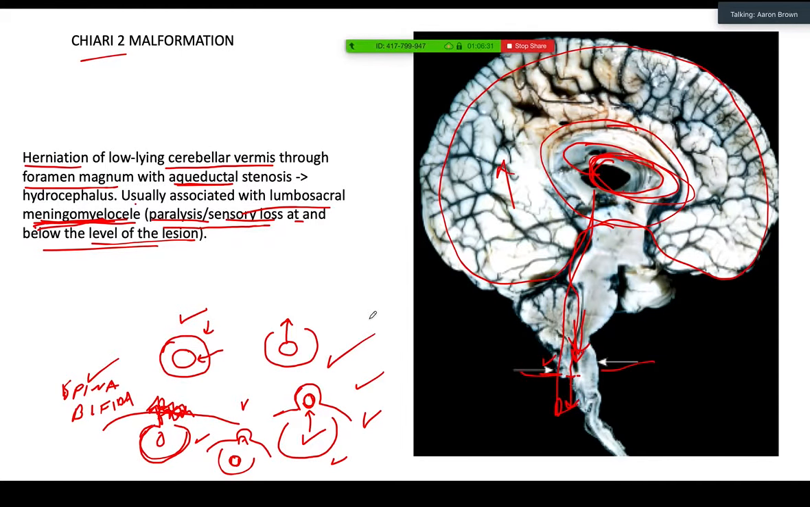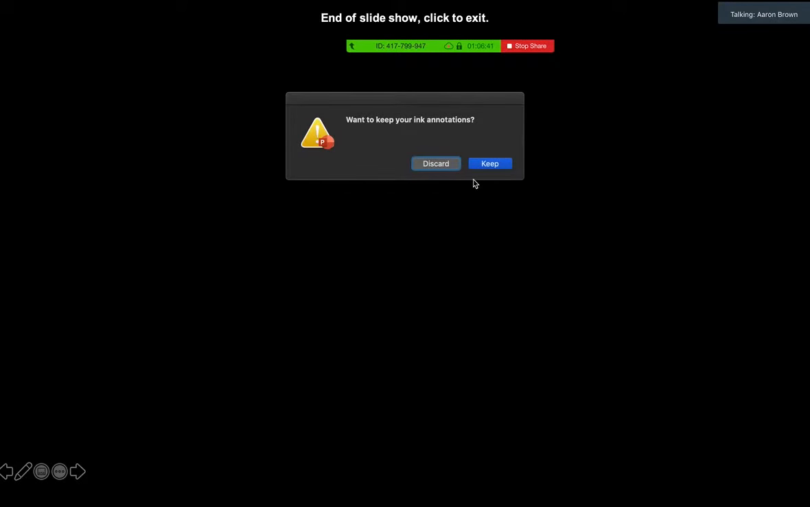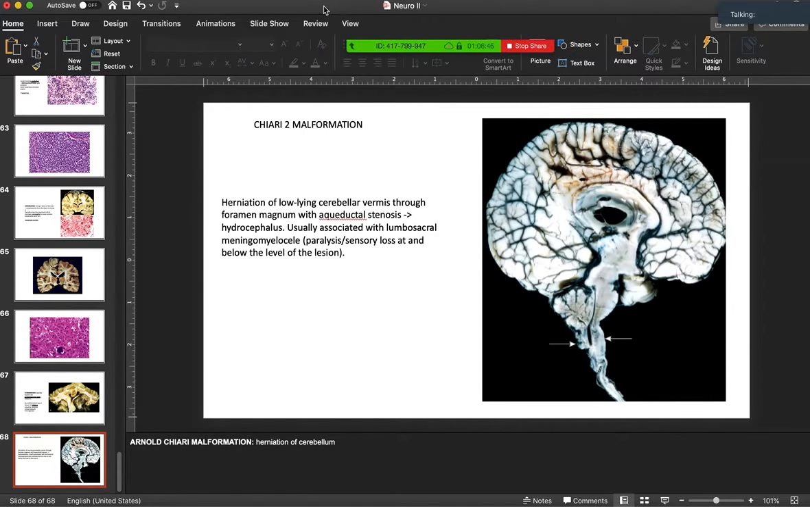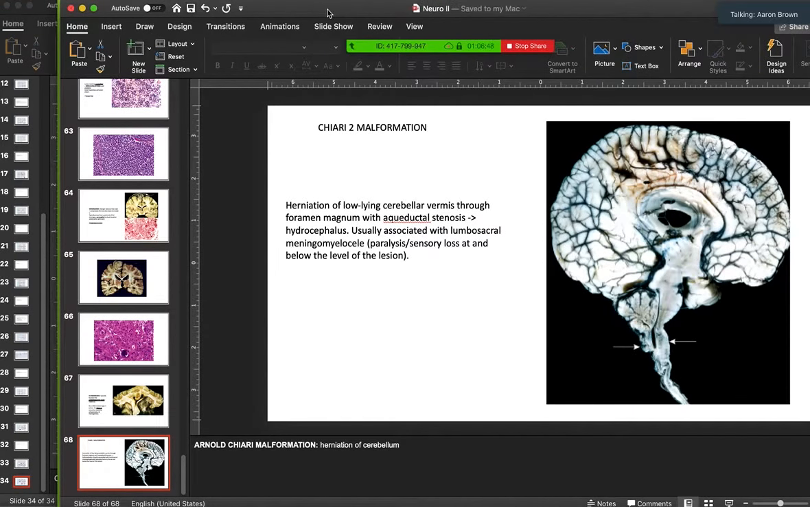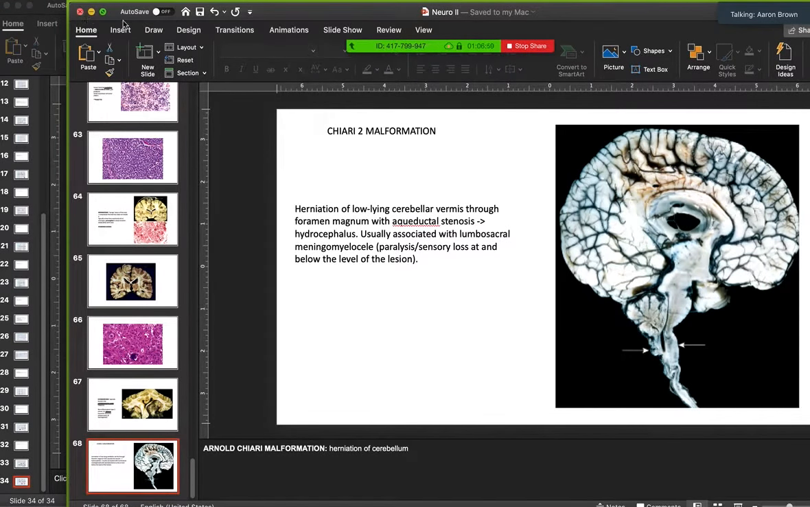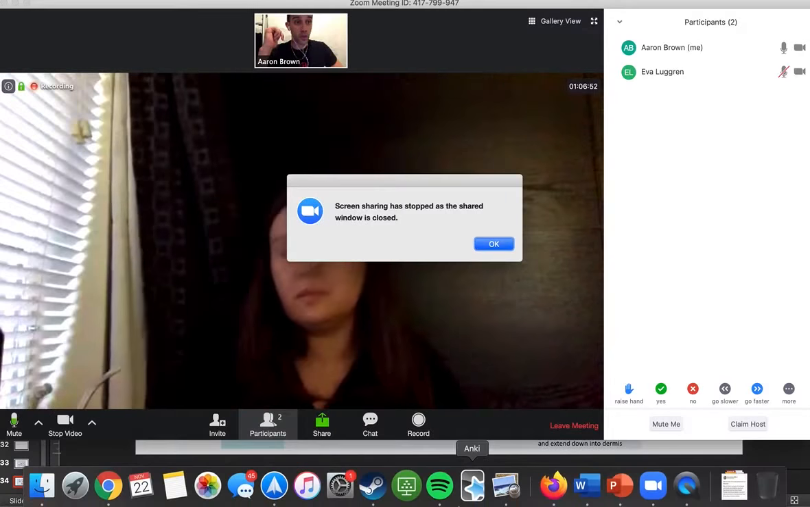Any questions on that? No, okay. Great. So that is it for our neuro section. I'm going to discard my ink annotations, and we are going to move now and do a quick review of strokes.